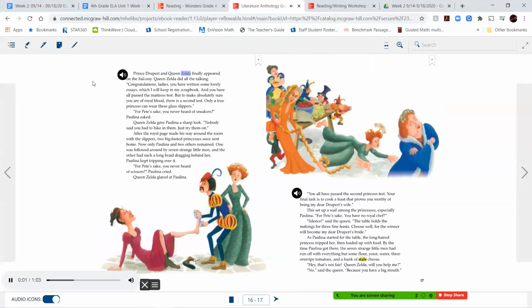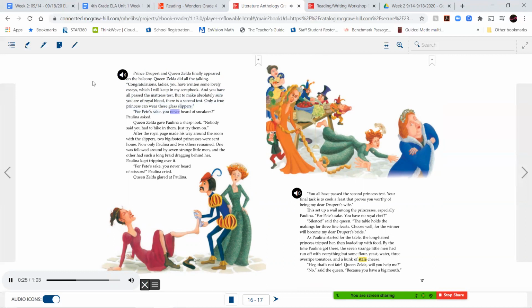Prince Drupert and Queen Zelda finally appeared on the balcony. Queen Zelda did all the talking. "Congratulations, ladies. You have written some lovely essays which I will keep in my scrapbook, and you have all passed the mattress test. But to make absolutely sure you are of royal blood, there is a second test. Only a true princess can wear these glass slippers."